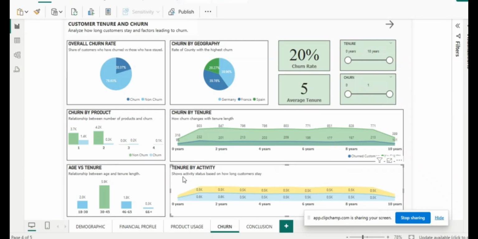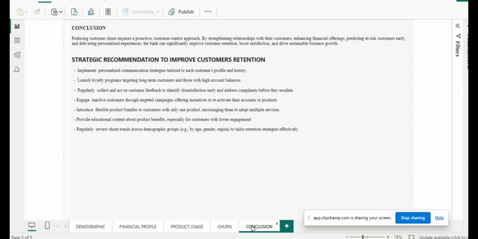So we have tenure by activities. This one shows activity status based on how long customers stay. For active customers, we have 569, inactive 466. So let's go to the last one. For the 10th year, we have active customers, then the bank needs to work on these, and I'm very sure it's product 3 and 4 that is making them have this particular high rate of churn based on the tenure.